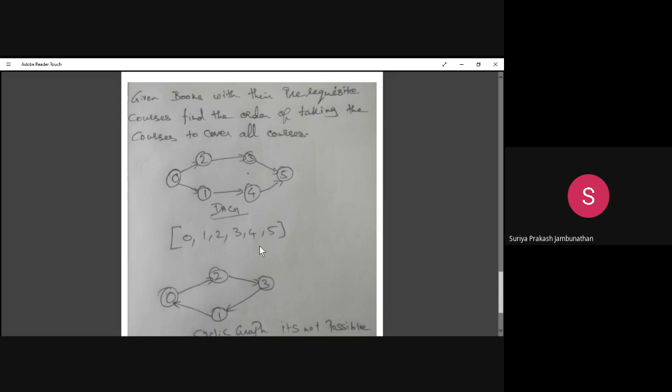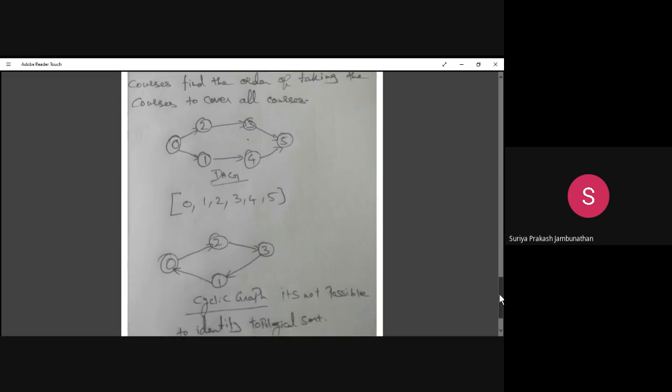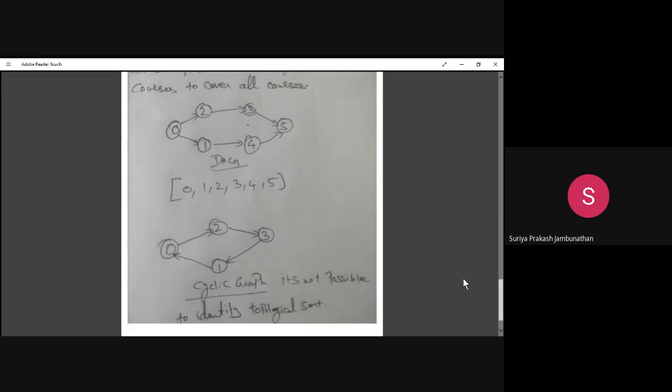Okay. So I told you in the starting, we are not able to use a cyclic graph for topological sorting. If you use a cyclic graph, we are not able to get the solution. What is the reason behind that? I will explain with this cyclic graph. Let's consider I am having 4 courses, 0, 1, 2, 3. For learning course 0, which course do I have to learn? Course 1. Am I correct?